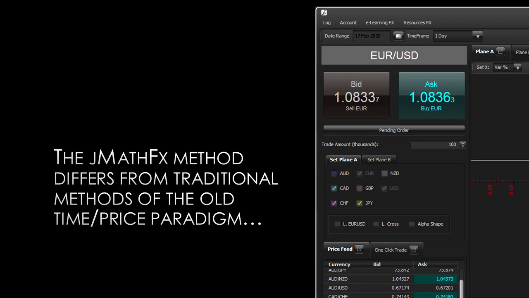The jMathFx method differs from traditional methods of the old-time price paradigm. We are able to show you how to exploit market opportunities in a purely mathematical context, therefore indisputable. Today, you have the opportunity to maximize your performance without excessively increasing risk by exploiting market situations, such as losses, which the majority of operators experience passively because they are unable to manage.